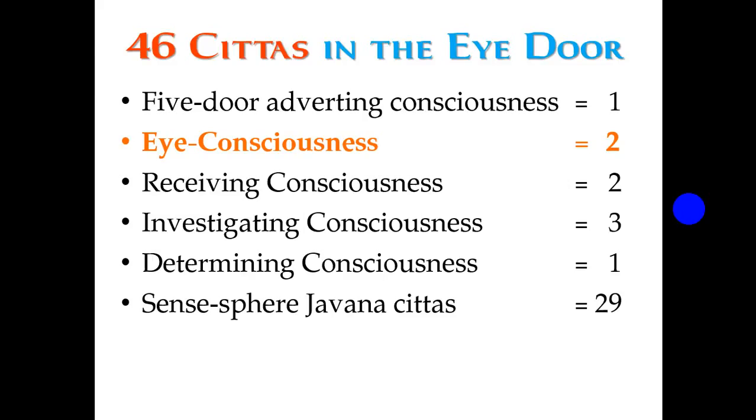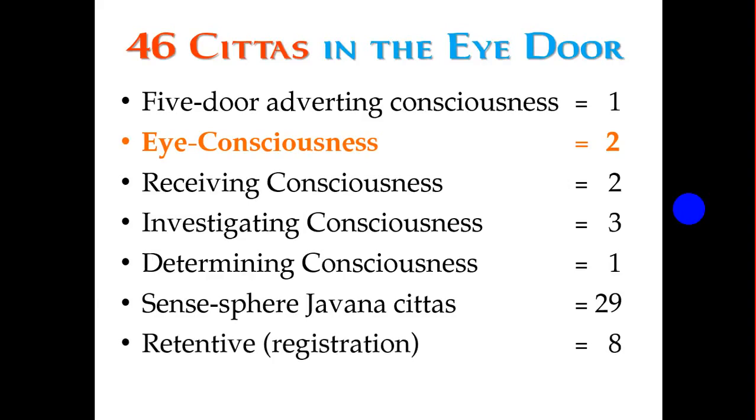I think it's not really difficult, right? Just go back to the table and study again. Try to remember, because we have to come back again when we learn the next two chapters. So here, after javana, two retentive. Actually, we have 11 retentive chetas, but the 3 investigating consciousnesses are already taken, so we count only 8. Totally 46.